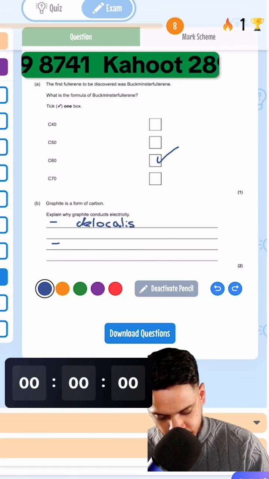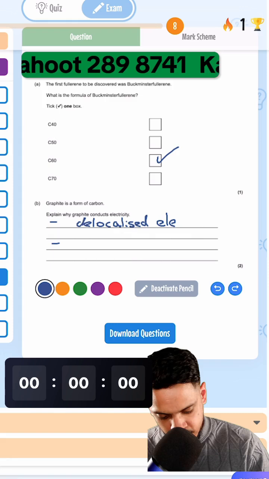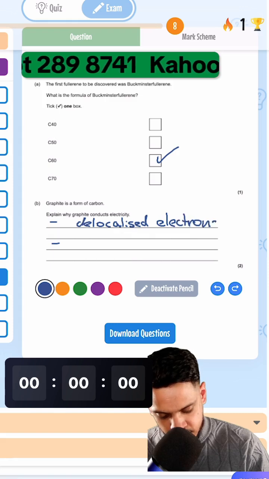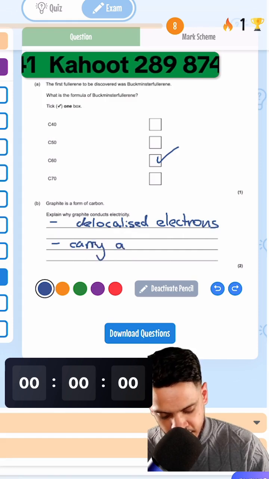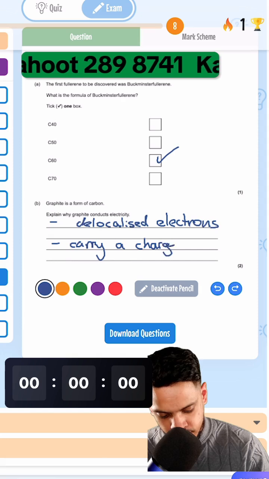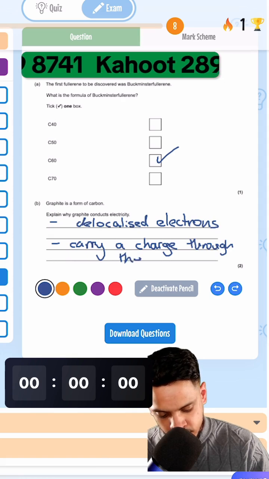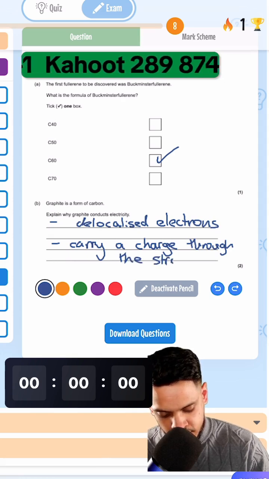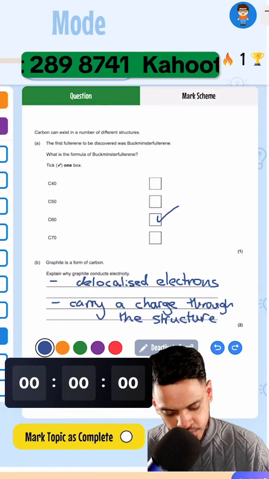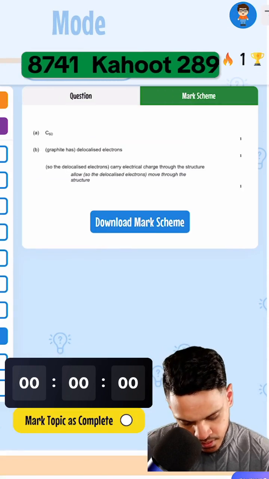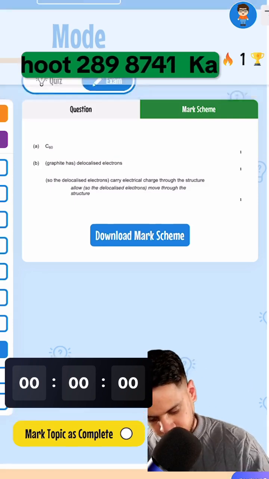Delocalized. Yes. Well, I'll see you on Sunday then. Delocalized electrons carry a charge through the structure. Don't say throughout here. I think you'll lose marks if you say throughout. Loads of people say throughout here. Through the structure. Yeah. So that's what the mark scheme says.